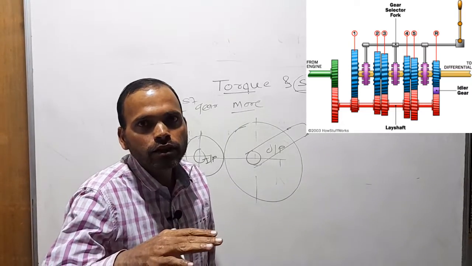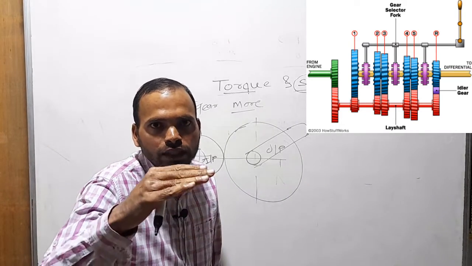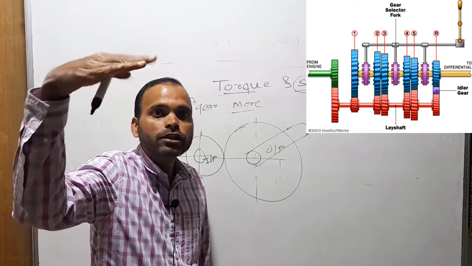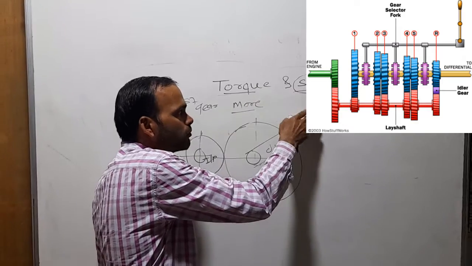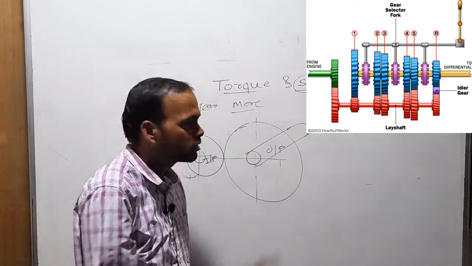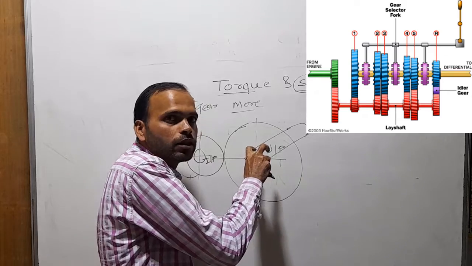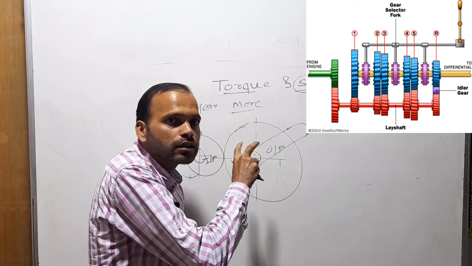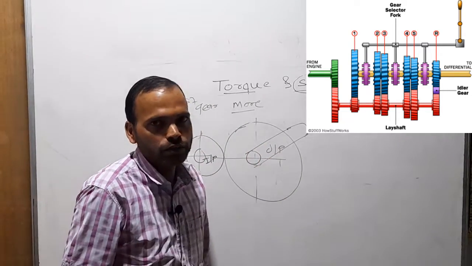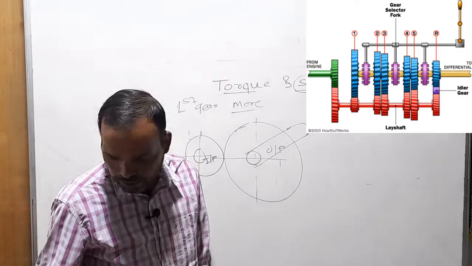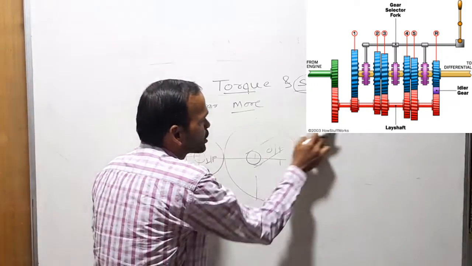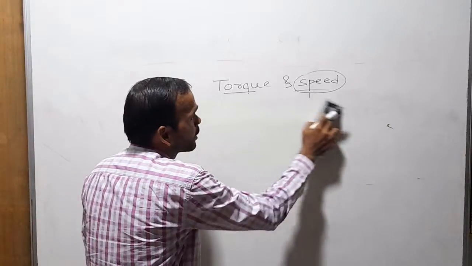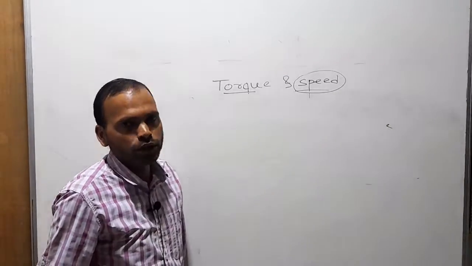Hence, if the vehicle is shifted from first to second, second to third, third to fourth, or fourth to fifth gear or top gear, at top gear we get less torque but more speed, because the diameter on the output shaft of the gear is less, and as the diameter is less, it requires less time to complete one revolution. So that is the concept between torque and speed. You have to remember that torque and speed are inversely proportional, and both are related to any component having rotating motion.